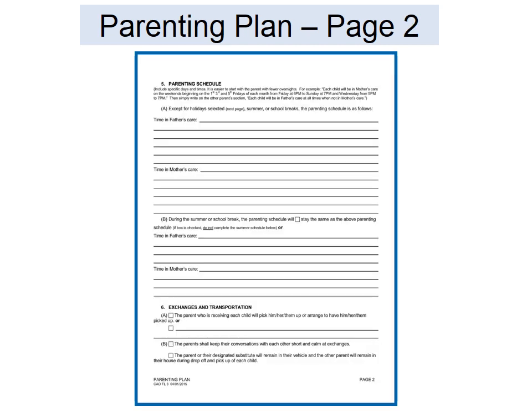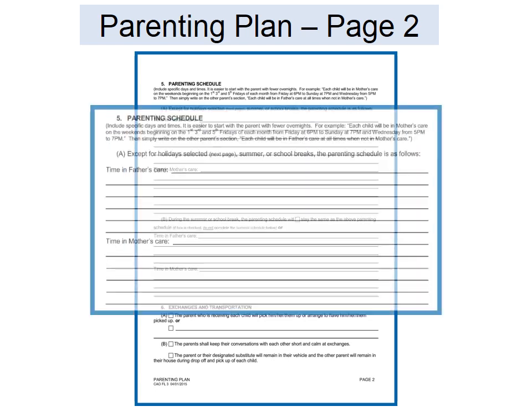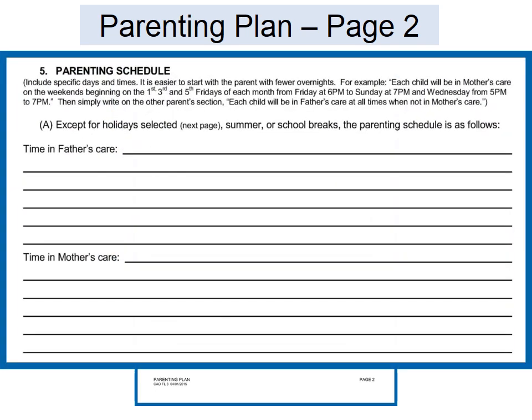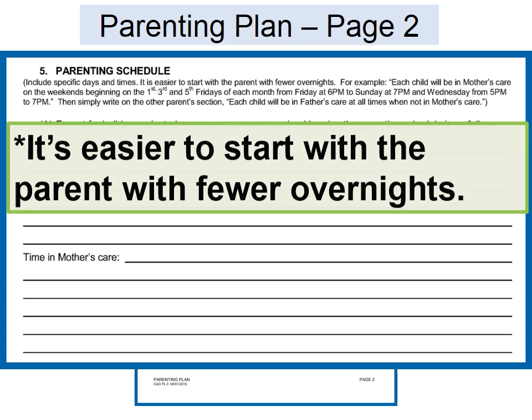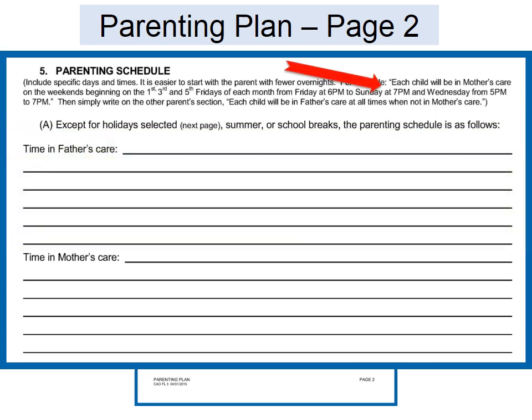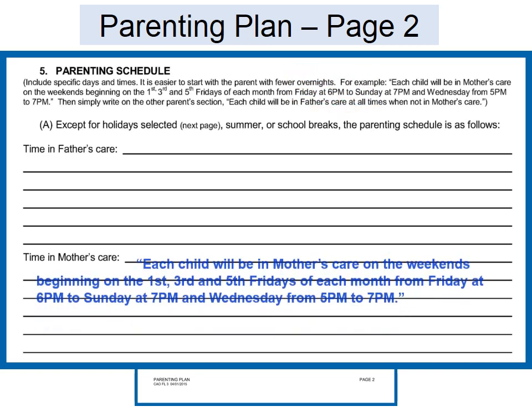Moving on to page 2 of your parenting plan, paragraph 5 is where you will detail the day-to-day custody schedule you are asking for. It is easier to start with the parent with fewer overnights. Make sure to read the instructions for helpful tips. Here is an example for how to start.